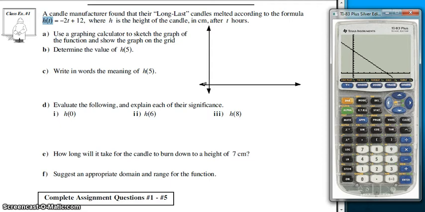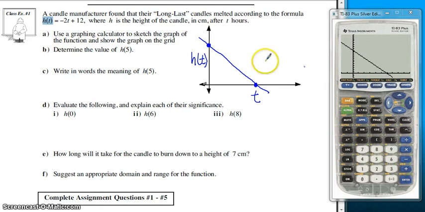So let's sketch it over here. So it will be like that. All right, let me ask you, which 2 points you'll be interested in? Well, you're interested in the y-intercept. In this case, it will be the h-intercept. I'll write h of t here, and you'll be interested in t. Okay, notice I don't write t, I write t of h of t.